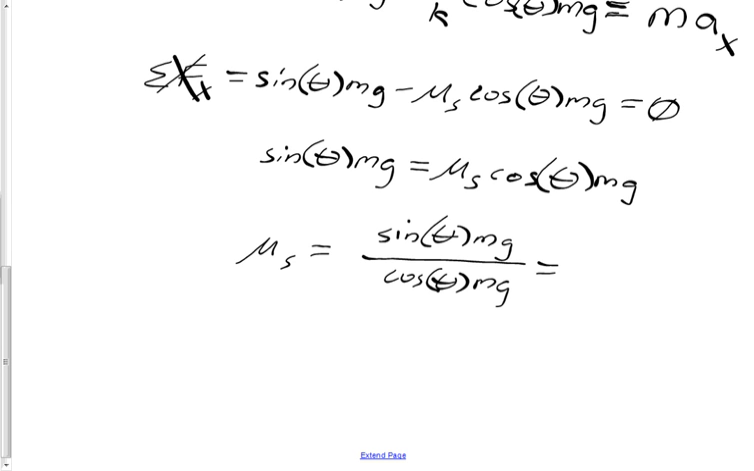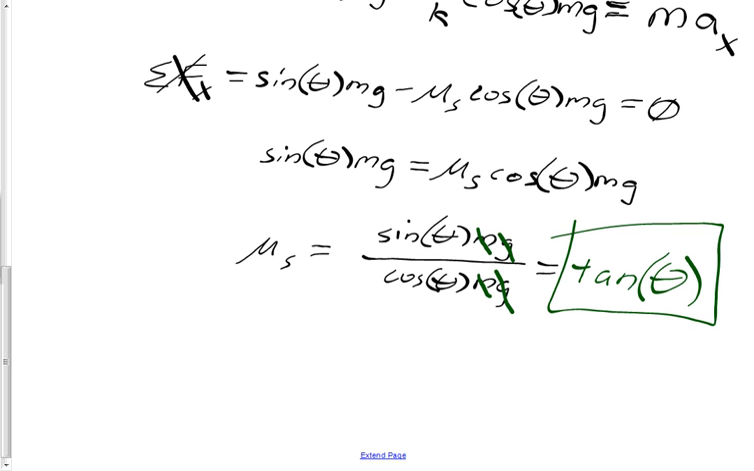Look at this. Mass cancels out. Is it not the same mass? It's just sitting there. Does the mass change? No. Gravity, does it change? No, it cancels out. Sine theta divided by cosine theta is equal to tangent theta. So the coefficient of static friction is simply equal to tangent theta. I don't need to know anything else except for the angle.